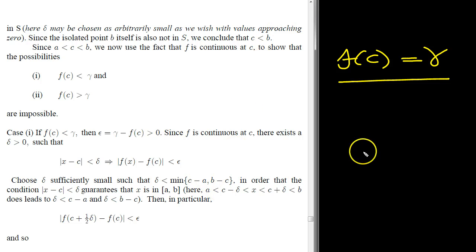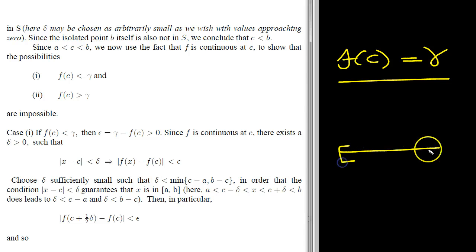If we look at that on the number line, here's a, here's b, and c lies somewhere between. We're taking delta to be smaller than the smaller difference of the two. c minus a is this distance, and b minus c is this distance. We're ensuring that delta either side of c is within the region [a, b]. That's all this is, so we need to make it sufficiently small.